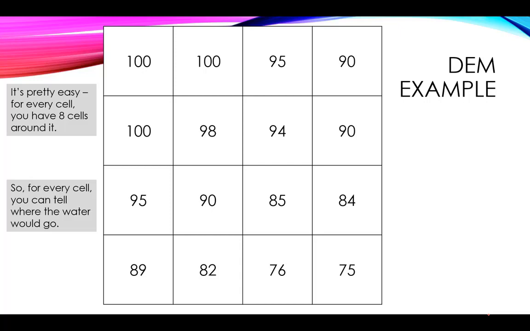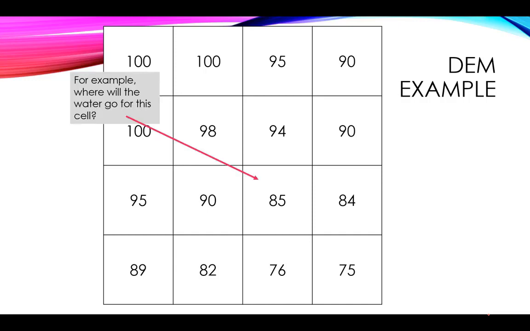For every cell, you'll notice that, except for the ones that are right at the edge, but for most cells, they're surrounded by 8 other cells. And so for every cell, you can look at those 8 surrounding cells, and you can tell, is the water going to flow into this cell or out of this cell relative to the surrounding cells? So for example, let's look at this particular cell right here that's 85 meters above sea level.